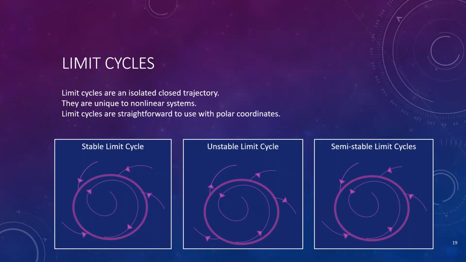Finally, we have a semi-stable limit cycle. Here, one half, the outside as in the diagram, goes to the limit cycle, while the other half, the inside, is repelled outside the limit cycle. This could be the same for the opposite direction, as we can have the outside points repelling from the limit cycle, and the inside points being attracted to the limit cycle.